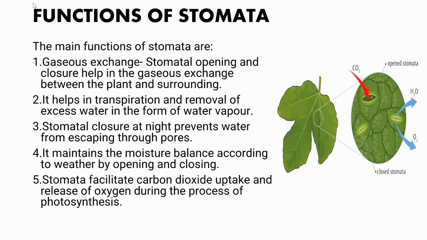Functions of stomata. The main functions of stomata are gaseous exchange. Stomatal opening and closure help in the gaseous exchange between the plant and surroundings. It helps in transpiration and removal of the excess water in the form of water vapor. Stomatal closure at night prevents water from escaping through the pores. It maintains the moisture balance according to weather by opening and closing. Stomata facilitate carbon dioxide uptake and release of oxygen during the process of photosynthesis.